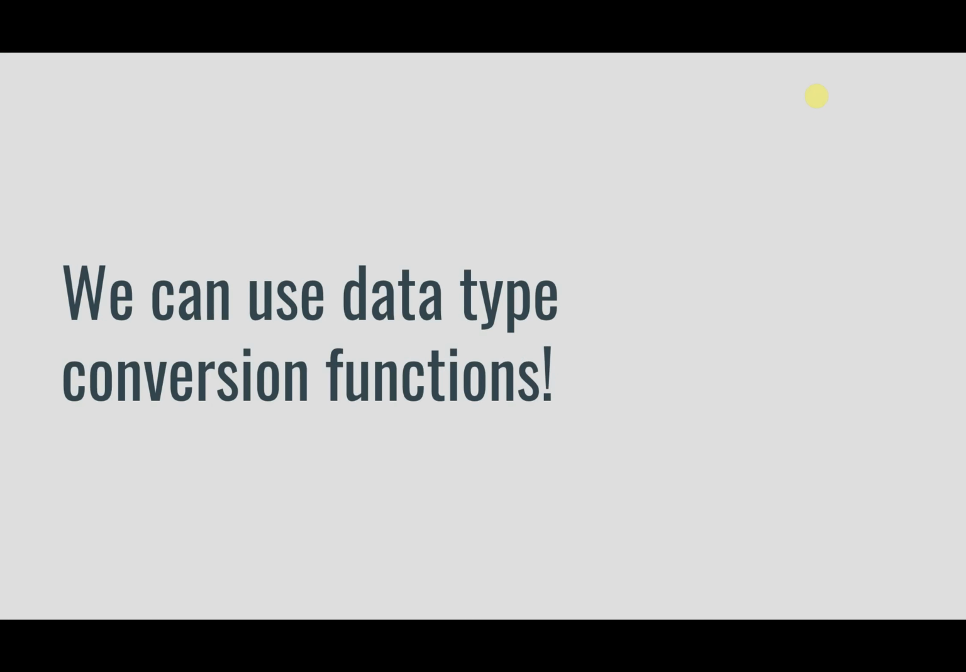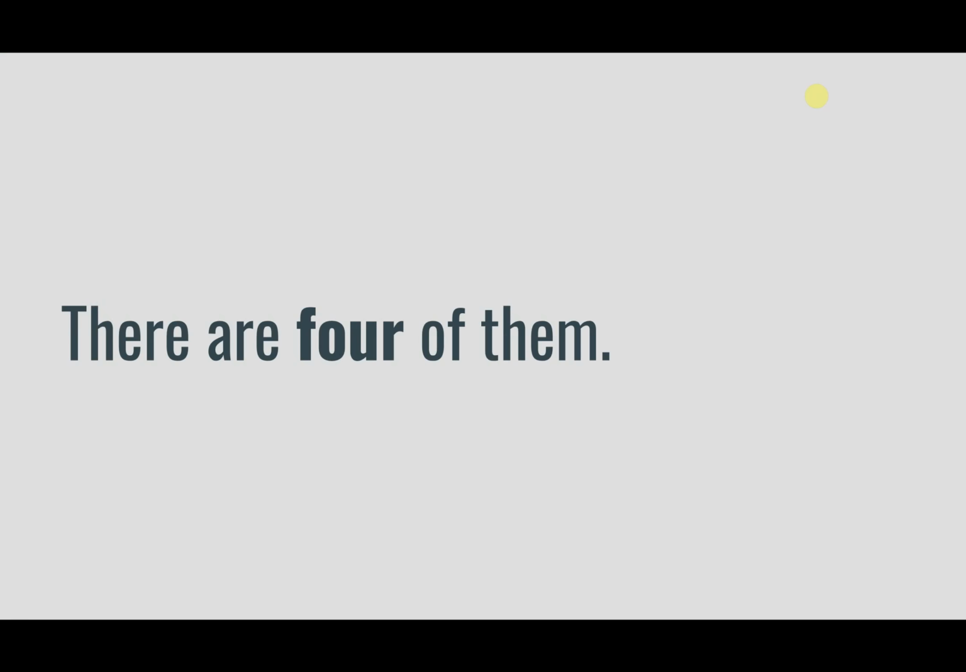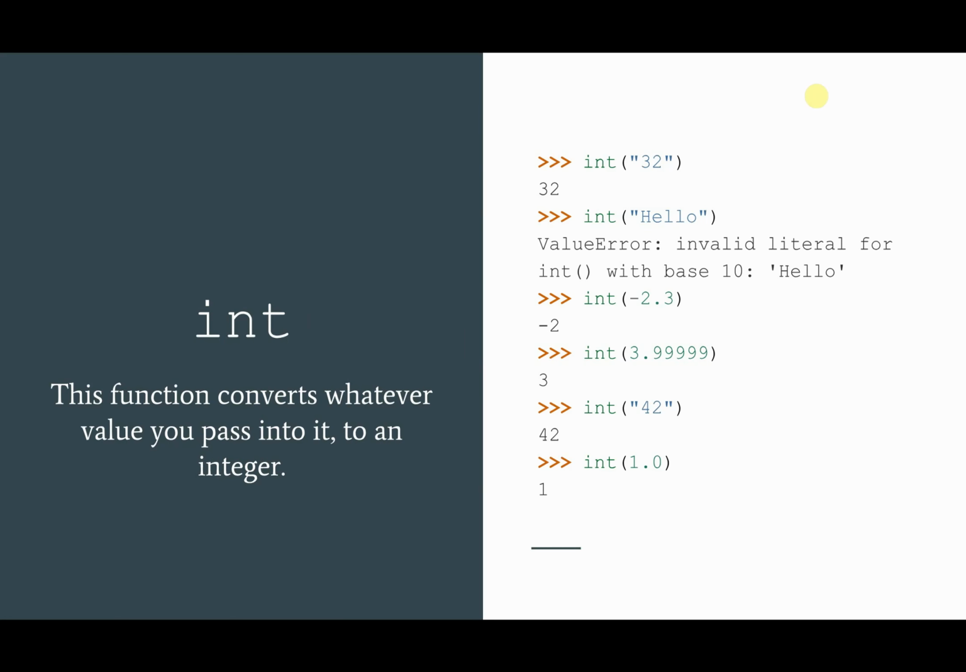The answer to that can be solved using data type conversion functions, and there's 4 of them, just like there's 4 primitive data types in Python. The first function is int. This function converts whatever value you pass into it into an integer. In the first example, we pass in this string that contains 32 in it. We pass that into the int function and it returns the integer 32.